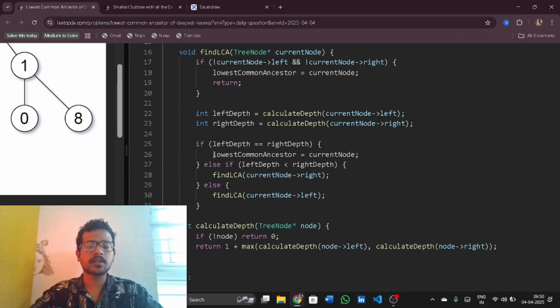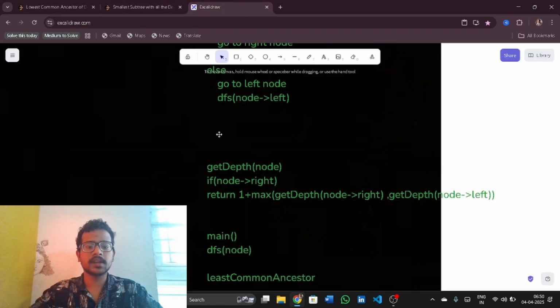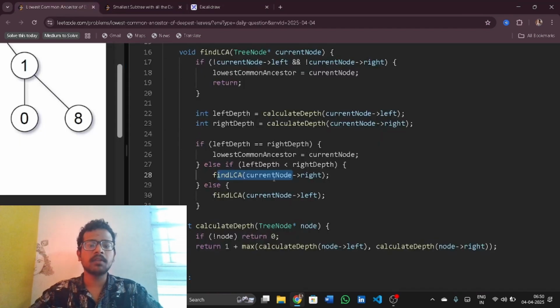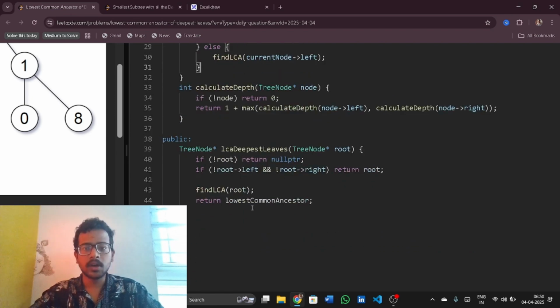Now the lowest common ancestor will be current. Else if left depth is lesser than right depth, as I said, instead of DFS, I have named it as find LCA. Find LCA of current node of right. Else, find LCA of current node of left. So this is how you solve this problem.